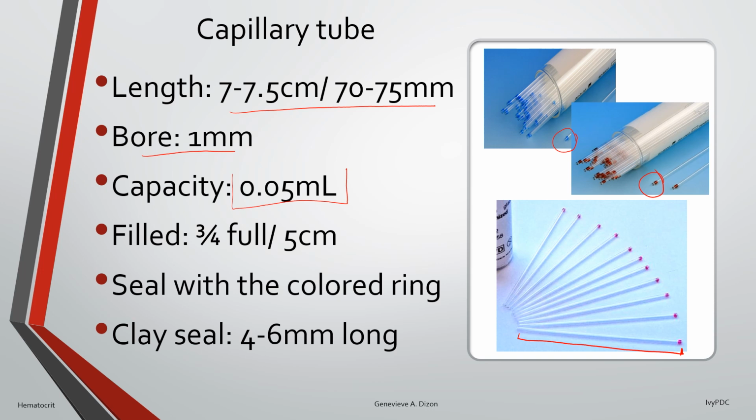The capillary tube has one end with a colored ring and the other end with none. And the end with no colored ring is where the blood should enter, because the side with the colored ring will be used for sealing the capillary tube. The clay seal should only be 4 to 6 millimeters long. And when we fill the capillary tube for hematocrit testing, we should only fill it up to 3/4 full or up to 5 centimeters.